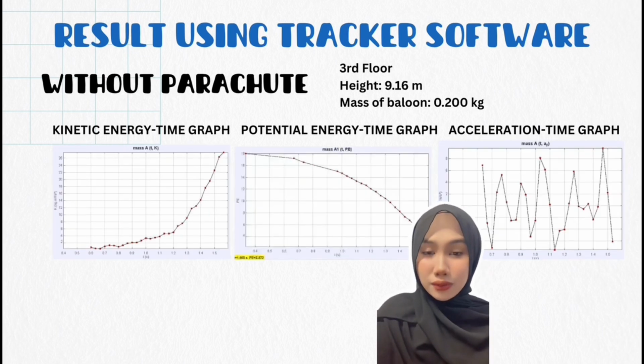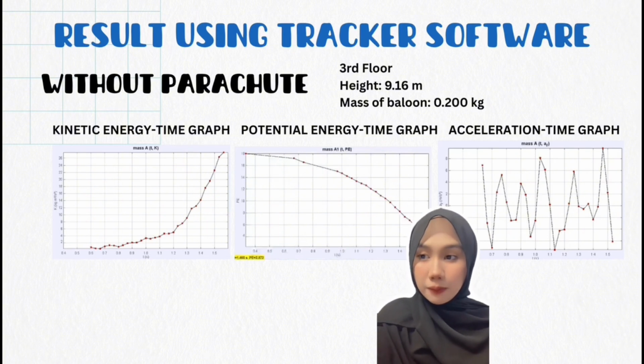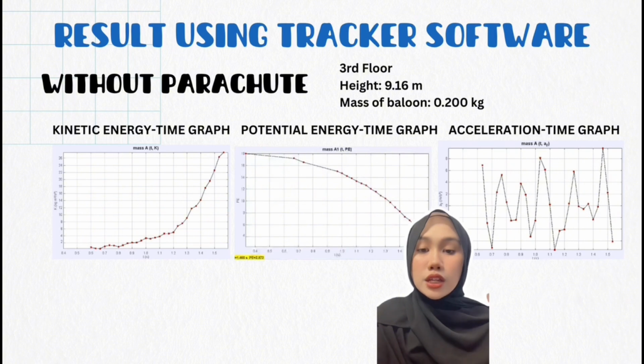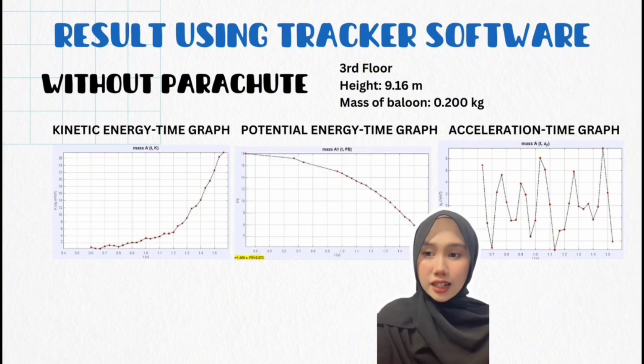Next, for the third floor, the height increases to 9.16 meters with a balloon mass of 0.200 kilograms. The overall pattern of the graphs is similar to that of the second floor. However, the increase in kinetic energy is more significant due to a greater height. This shows that a higher drop height results in greater kinetic energy.